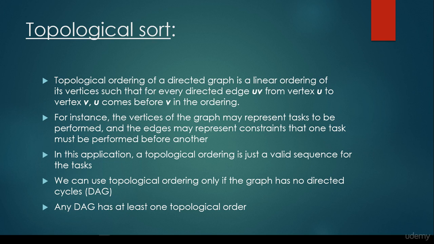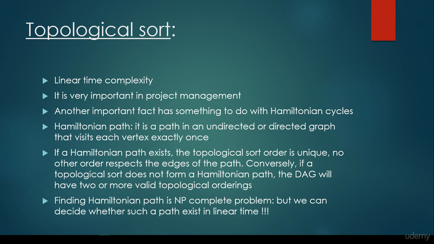It's very important that we can use topological ordering only if the graph has no directed cycles. That's what we call a DAG, directed acyclic graph. So a graph that doesn't have any directed cycles. Okay, so any DAG has at least one topological order. It's very important that topological sort has a linear time complexity, and it is important in project management.